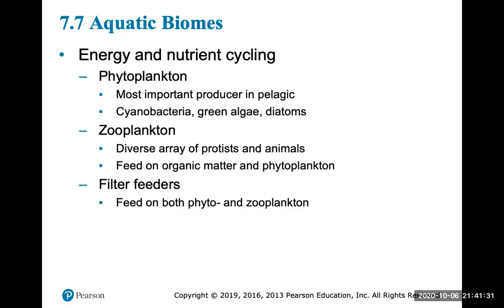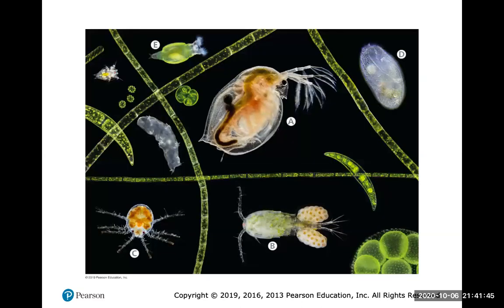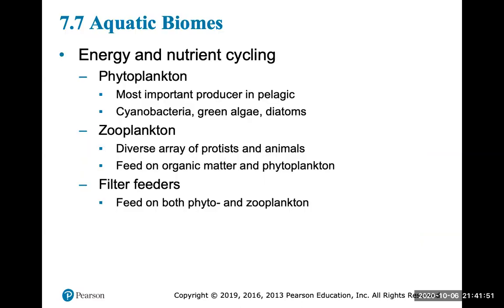Energy and nutrient cycling: phytoplankton are very important producers. Zooplankton is the diverse array of protists and animals that will feed on organic matter and phytoplankton. And filter feeders will feed on both phyto and zooplankton. So these are some pictures of different phytoplankton, zooplankton, some of the tiny organisms that make up the energy and nutrient food webs at the smallest level.